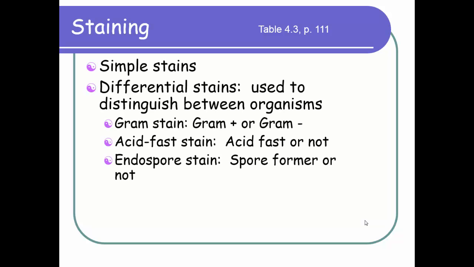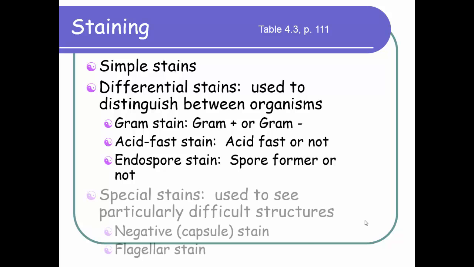Simple stains consist usually of either a basic or acidic dye. Differential stains can be used to distinguish between different organisms. We will see 3 of these. You will do one. The Gram stain, which determines whether bacteria are gram-positive or gram-negative. Acid-fast stains: is the bacteria an acid-fast bacteria or a non-acid-fast? And endospore staining: is it an endospore former or not an endospore former?